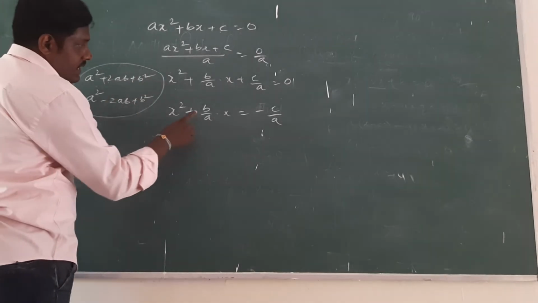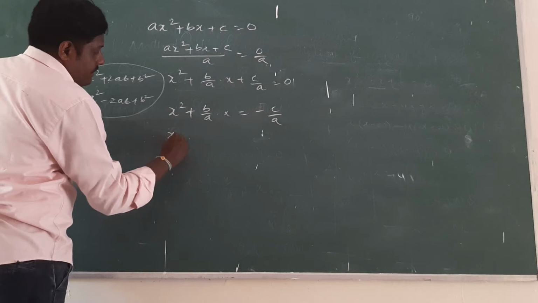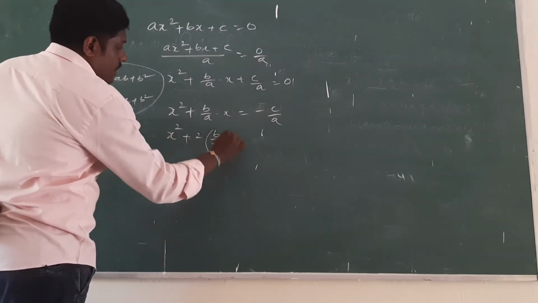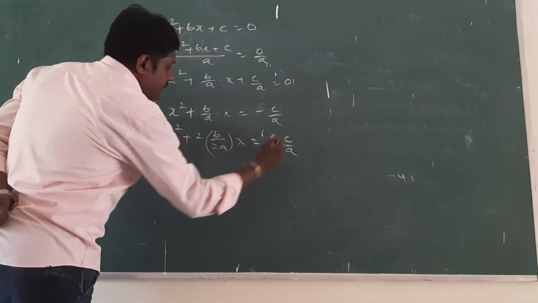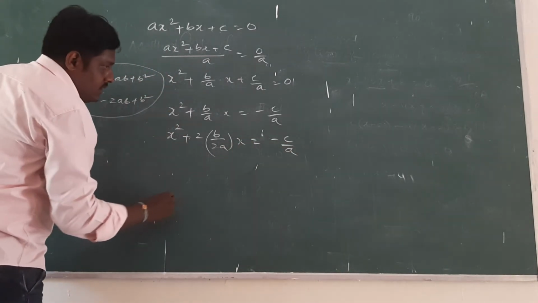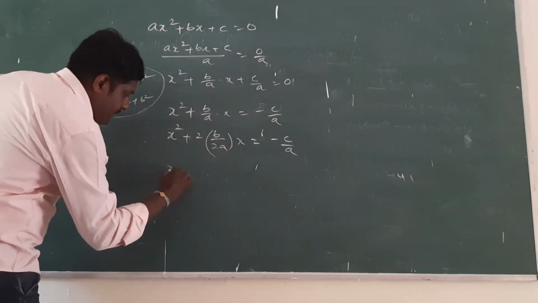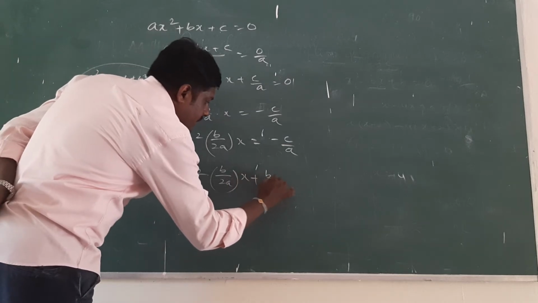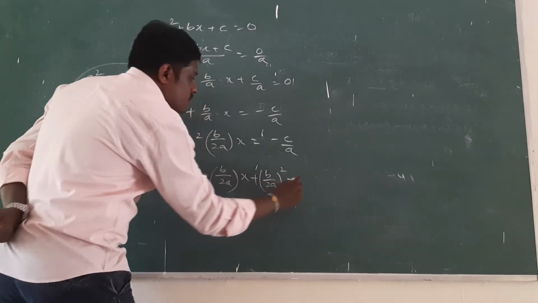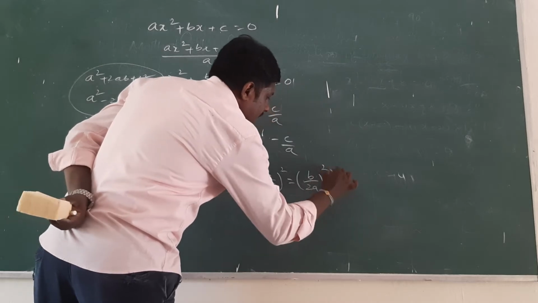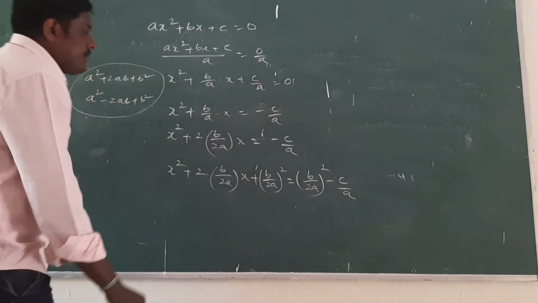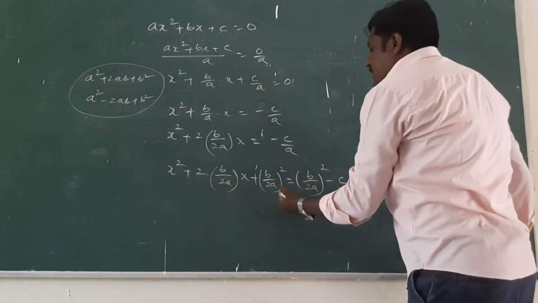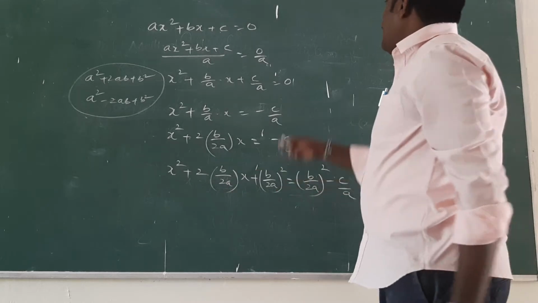That's why here multiply x square plus 2 into b by 2a, multiply and divide with 2 into x is equal to minus c by a. Now both sides add b by 2a whole square. x square plus 2 into b by 2a x plus b by 2a whole square is equal to b by 2a whole square minus c by a. See, now this is in the form of a square plus 2ab plus b square. So this can be written as a plus b whole square.